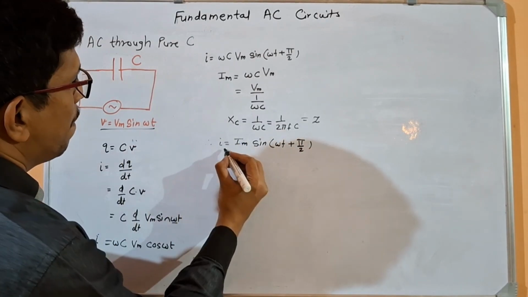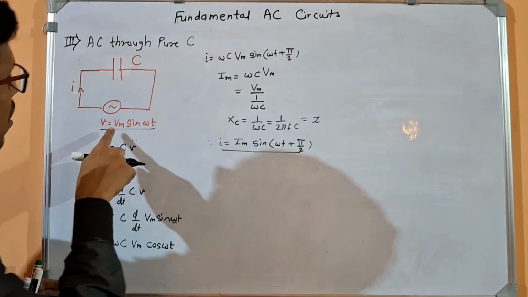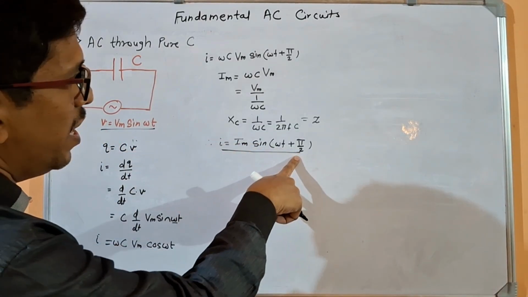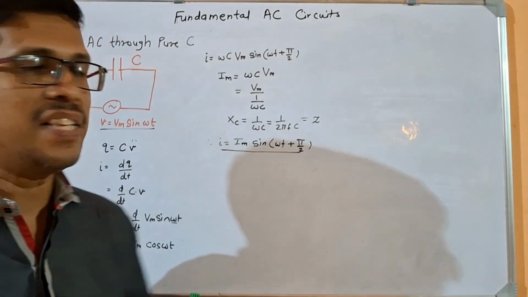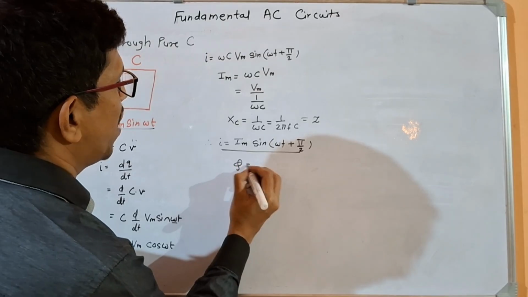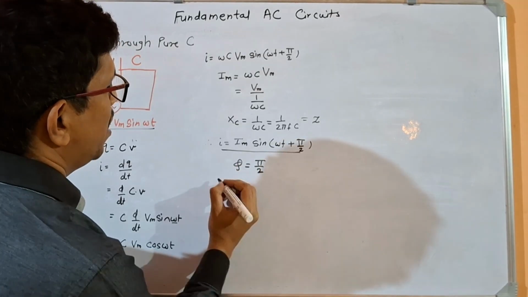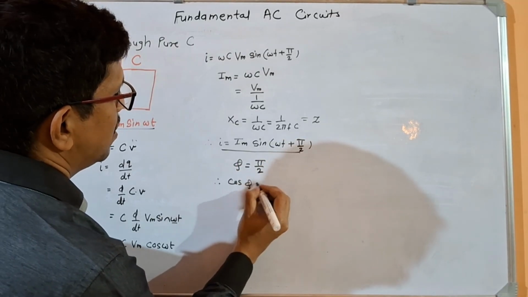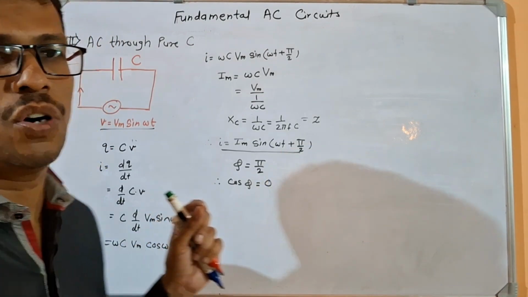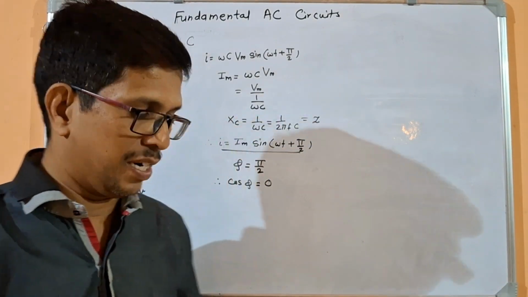So again compare this current equation with the voltage equation. You are finding plus pi by 2 is the phase difference. So the phase difference phi is pi by 2, and therefore cos phi is equal to 0. This is also a zero power factor circuit.